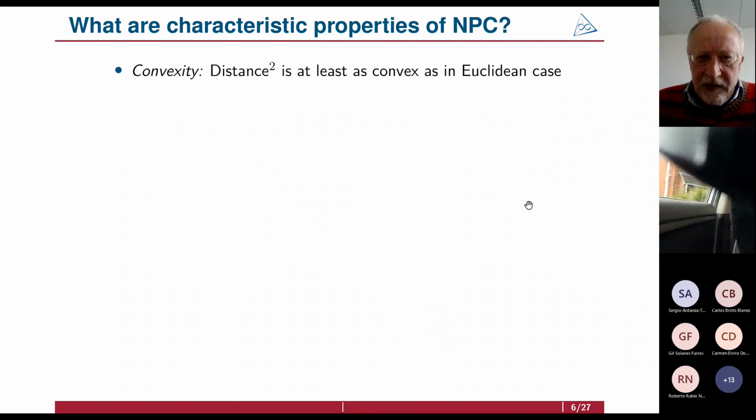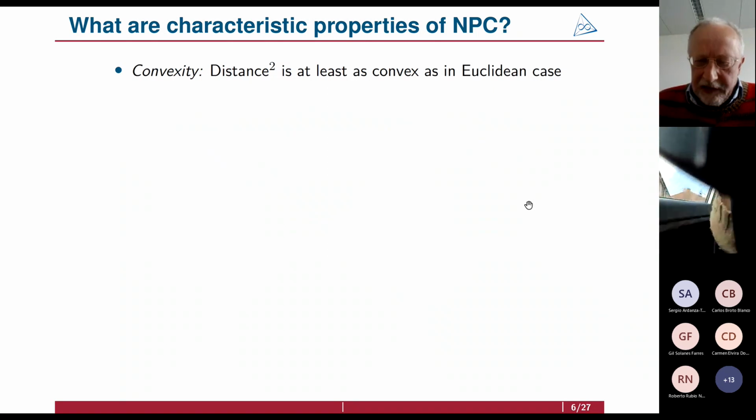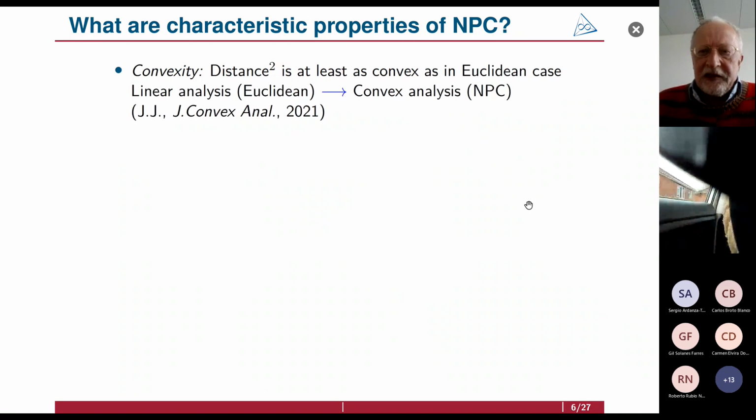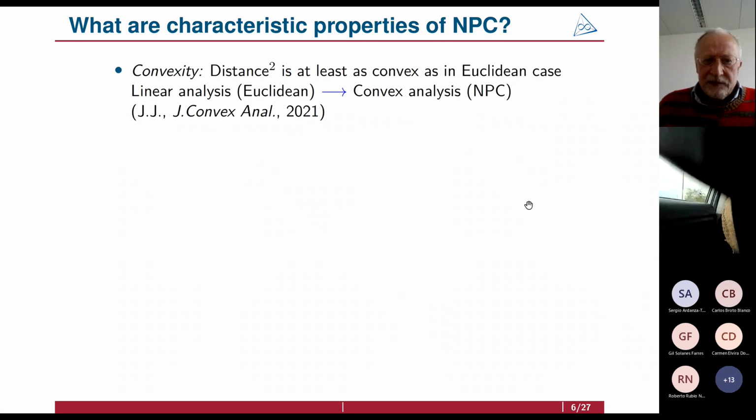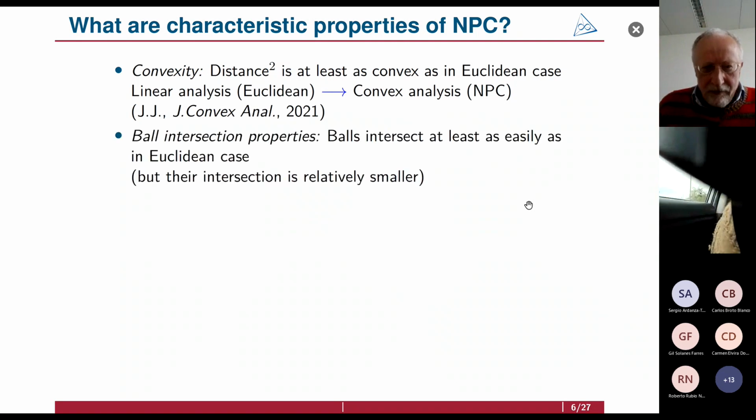So convexity usually means that the square distance function is at least as convex as in the Euclidean case. And that will be the characteristic property of non-positive curvature. And therefore, if we go from linear analysis in Euclidean space, we can go to convex analysis in non-positively curved spaces, essentially using the same methods, concepts, and ideas.